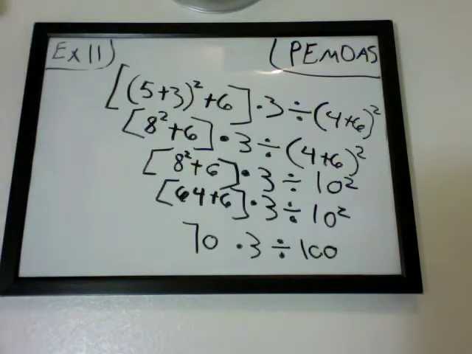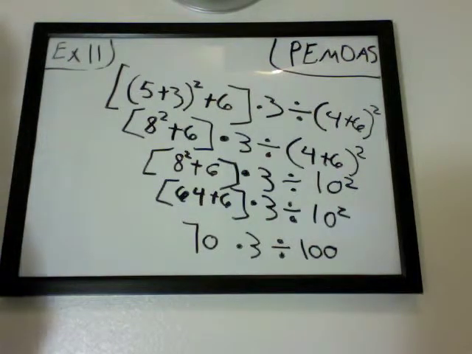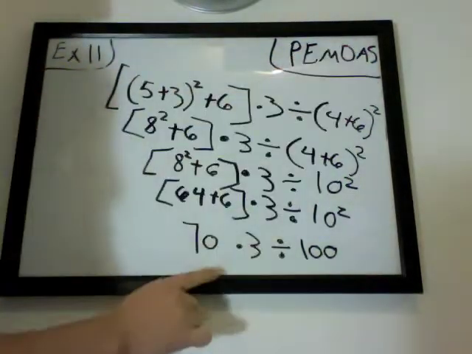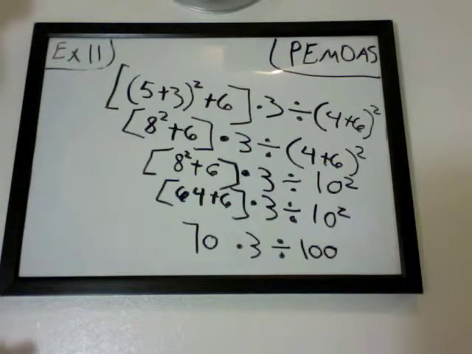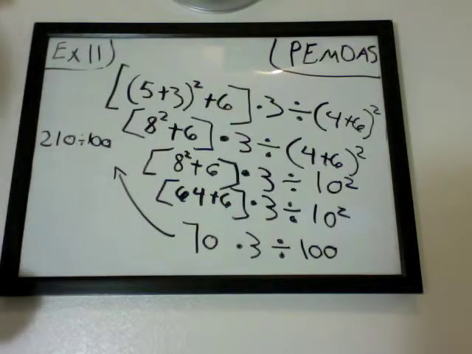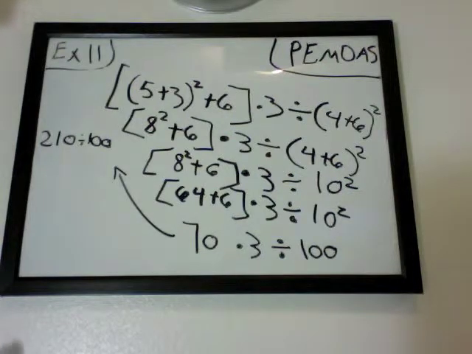So all the exponents are taken care of now. Now we look back at multiplication and division. We have multiplication and division. Multiplication is on the far left, so we take care of that one first. 210, so you have 210 divided by 100. And that would just be equal to 2.1.